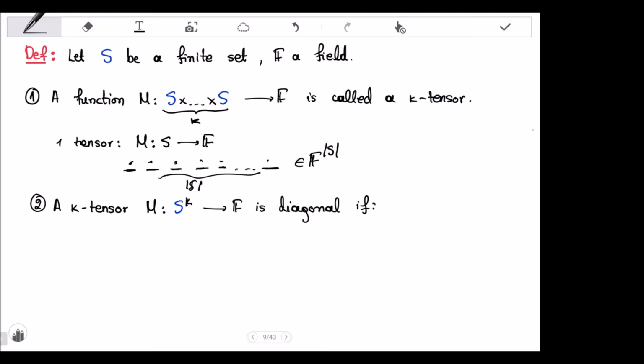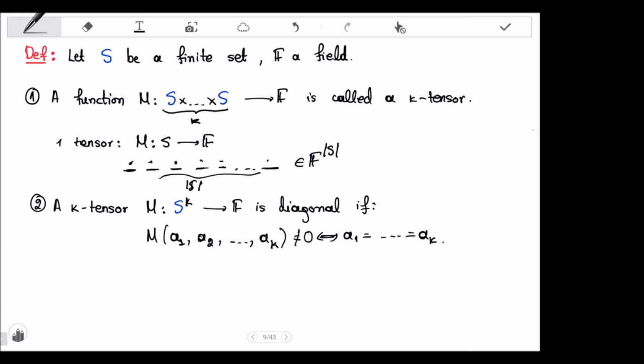We can think a one tensor is a vector. Okay. And generally, a k tensor is a k-dimensional matrix of side length the size of S. And the tensor is diagonal if all of its diagonal is non-zero and everywhere else we have zeros. So if, in other words, M of A1, A2, up to Ak, elements of S, is non-zero if and only if we are on the diagonal.